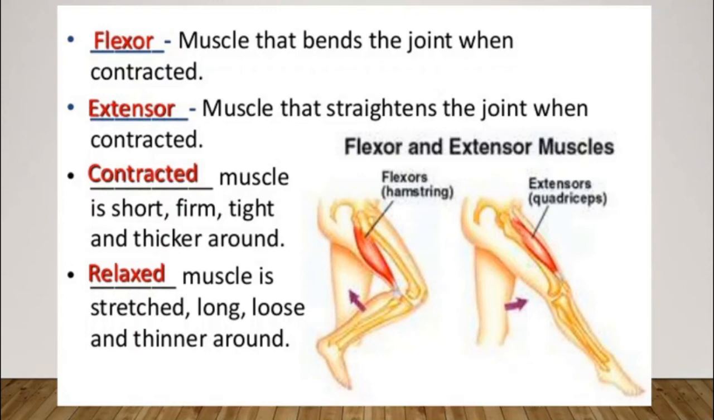A flexor is a muscle that bends the joint when contracted, for example the hamstrings. An extensor is where the legs are straightened; it is a muscle that straightens the joint when contracted, for example the quadriceps. Contracted muscle is short, firm, tight, and thicker around. Relaxed muscle is stretched, long, loose, and thin around. Contracted and relaxed are among the movements of our muscles.